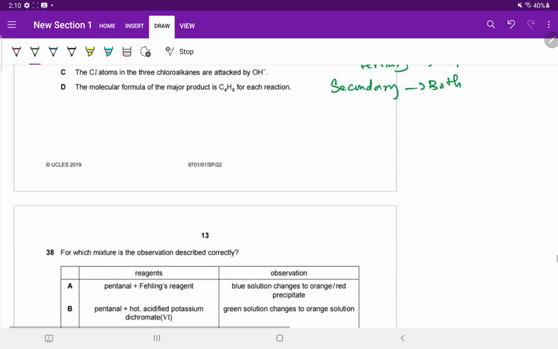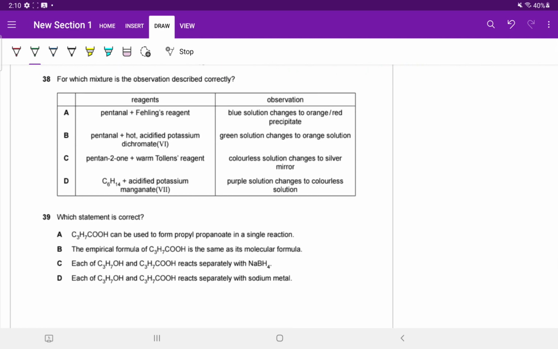Okay, now let's move on to the next question, question number 38. For which mixture is the observation described correctly? The first one says pentanal plus Fehling's. So pentanal, this is an aldehyde. Whenever an aldehyde reacts with Fehling's reagent, we know an orange precipitate is formed. So the observation says blue solution changes to orange precipitate, which is correct. So A is a correct response.